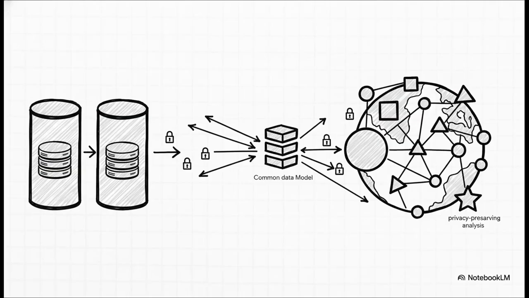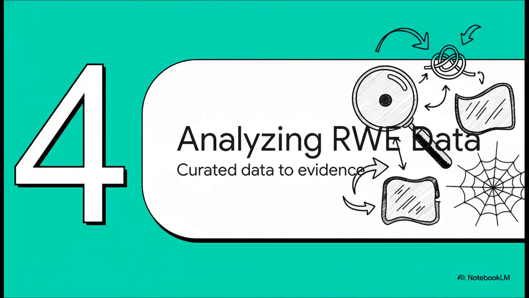Now, the exciting part is that we're moving beyond these isolated datasets. There are huge international initiatives creating what are called common data models. This means hospitals and health systems all over the world can structure their data in the same way. This lets us run these massive privacy-preserving studies across a global network, giving us statistical power we could only dream of a decade ago.